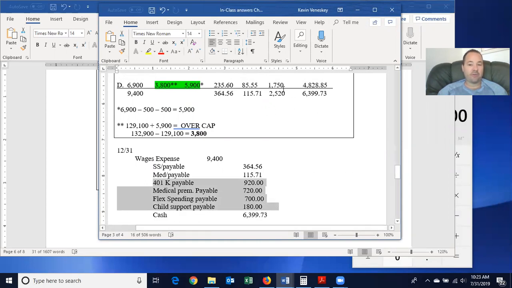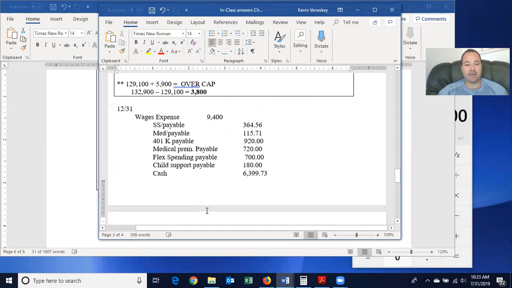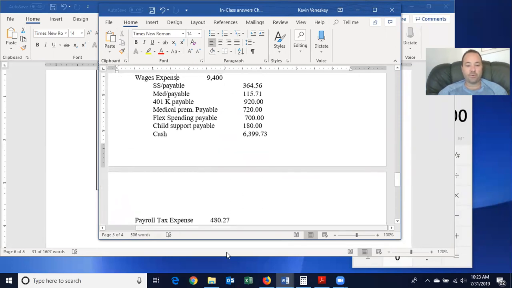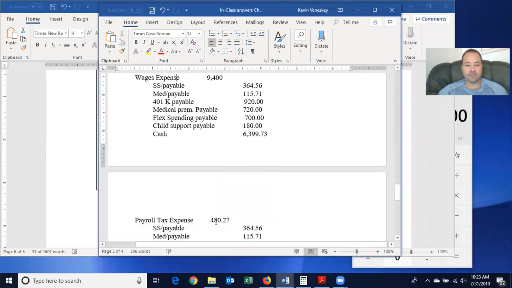Instead of lumping them all together as other, again, in the Excel sheets that we made out, we're going to have categories for each one of these. So I want to get used to having a separate payable to each of these types of companies, or the government in this case, the child support. Then I come down and I'm ready to do the employer side. They only have the two, the Social Security and Medicare. So that is the payroll tax expense.